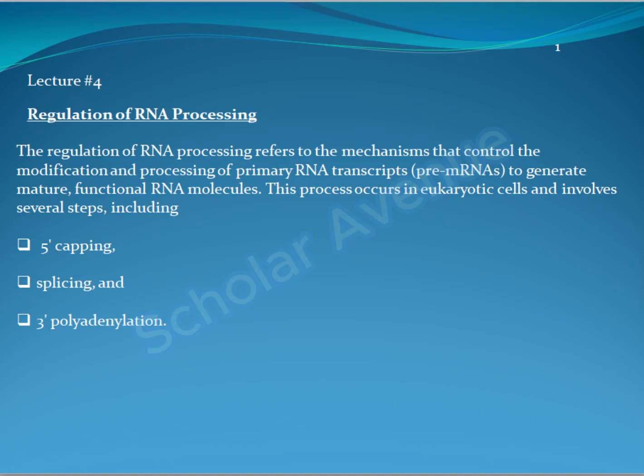Regulation of RNA processing refers to the mechanisms that control the modification and processing of primary RNA transcripts to generate mature, functional RNA molecules. This process occurs in eukaryotic cells and involves several steps, including 5' capping, splicing, and 3' polyadenylation.